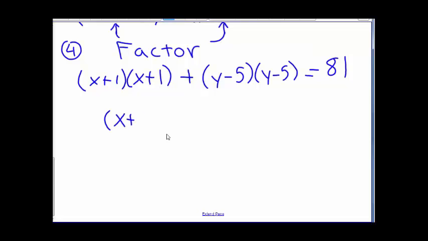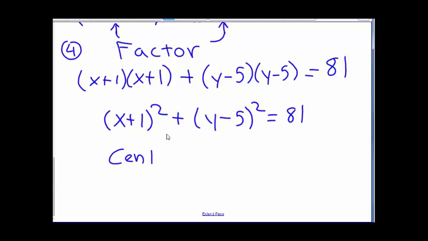Now we can find the center. The center is at negative 1, positive 5. And we know that radius is going to be the square root of the number on the right. The square root of 81 is 9. We will practice this a lot in class.